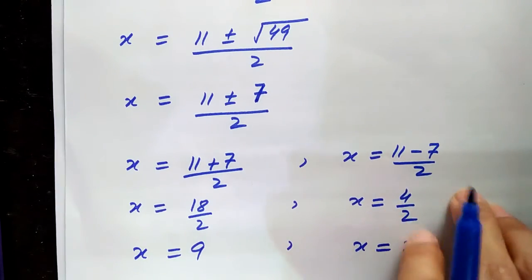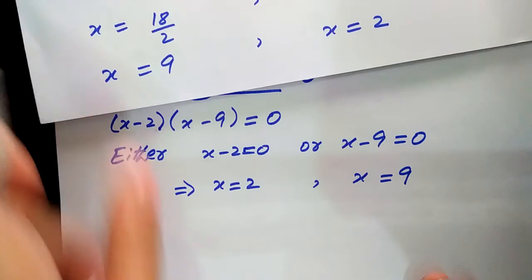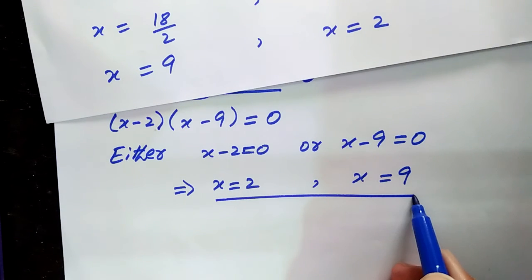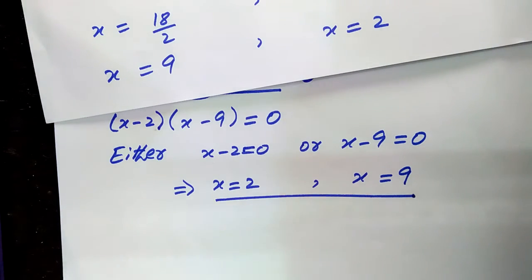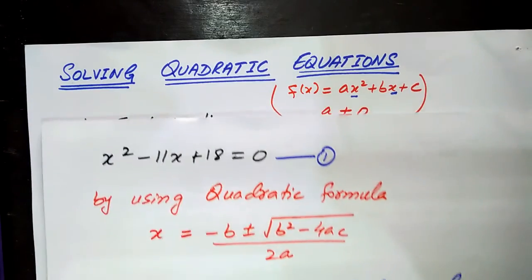Look at these values, x equals 9 and x equals 2. We got the same values as solved through factorization. So this shows both methods give the same result, whether it is calculated through factorization or using the quadratic formula. So we can use either method in order to solve a quadratic equation.